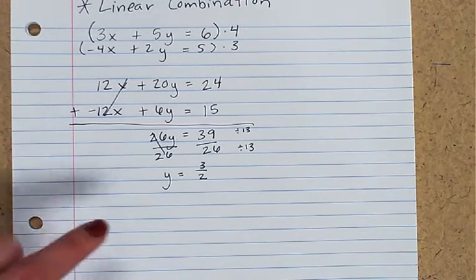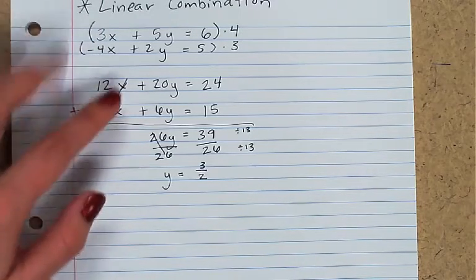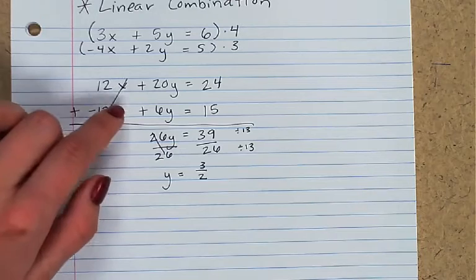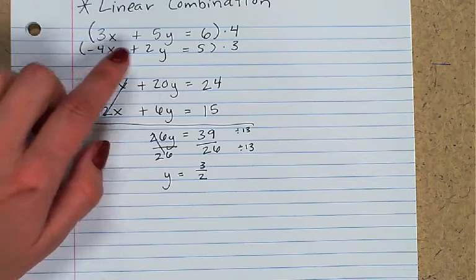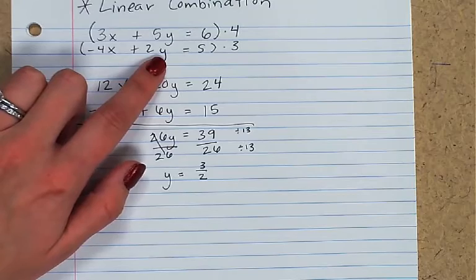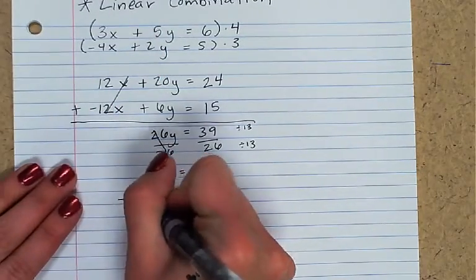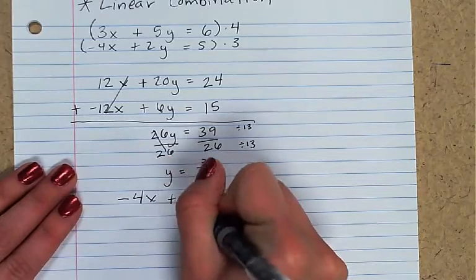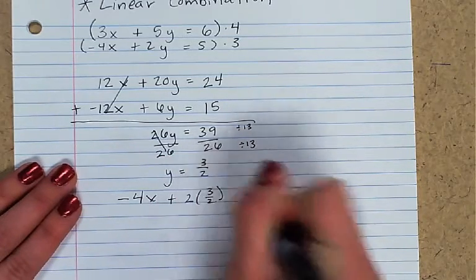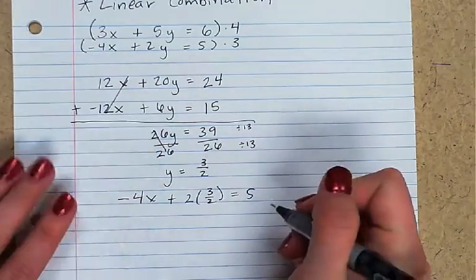To get the x-coordinate, you could plug it into any of these, any of the 4. I probably wouldn't choose these two because then you'll have really big numbers. I can tell that if I plug it into this bottom one, we won't have to worry about fractions. In this one we will. So I'm going to go ahead and use this bottom one. So negative 4x plus 2 times 3/2 equals 5. Sorry, I lost my spot there.